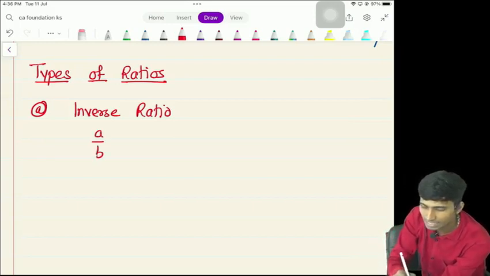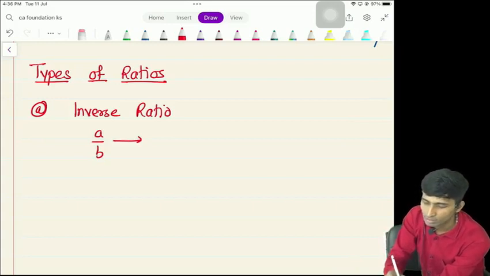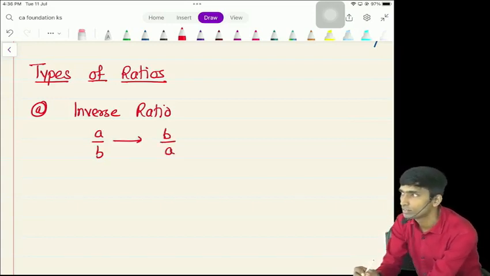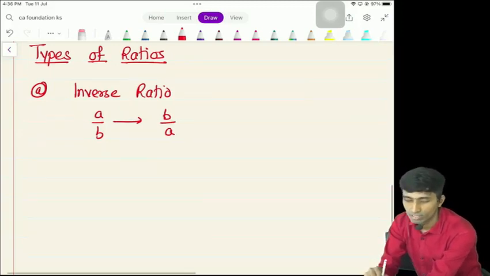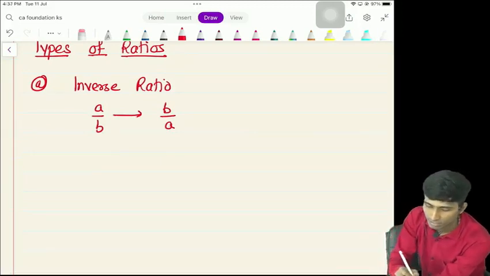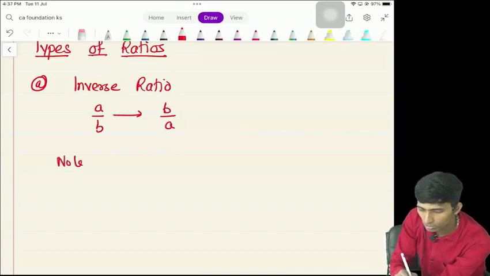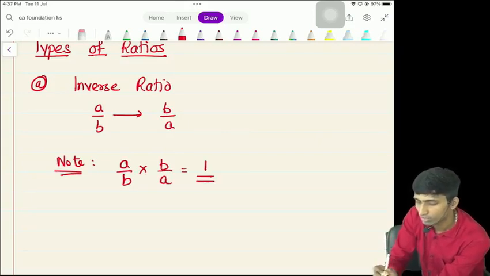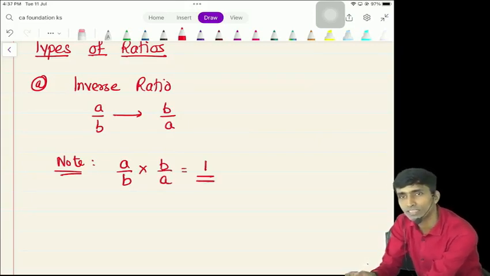A by B is there. Then inverse is B by A. Correct? Everybody understood now? Denominator becomes numerator, numerator becomes denominator. It is called inverse. Note: A by B multiplied by B by A, the product of the inverse is 1.